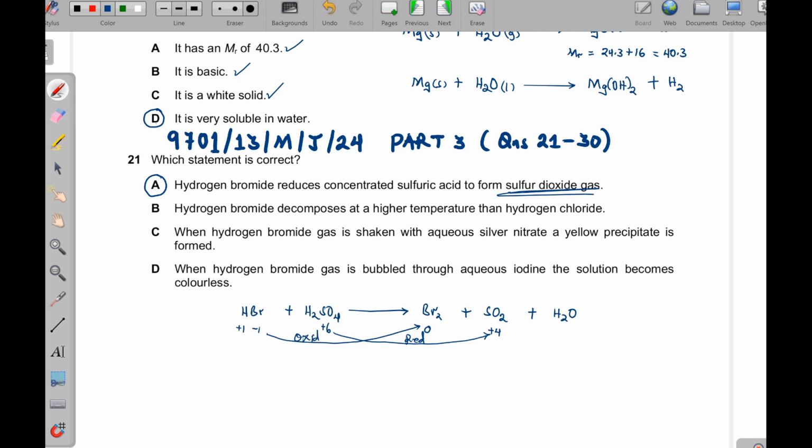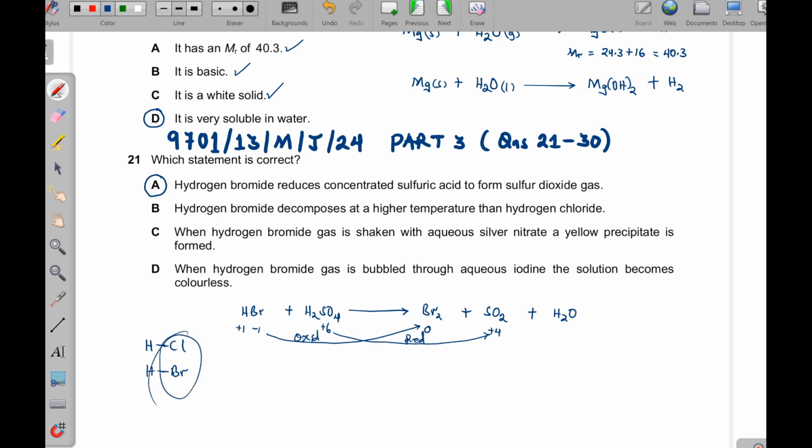Let's look at option B, by the way. Hydrogen bromide decomposes at a higher temperature than hydrogen chloride. No, this is wrong, because of bond energies for these group 7 hydrogen halides. This one is stronger because chlorine is more electronegative. Group 7 elements are more electronegative, so they tend to pull the bonding electrons towards themselves.